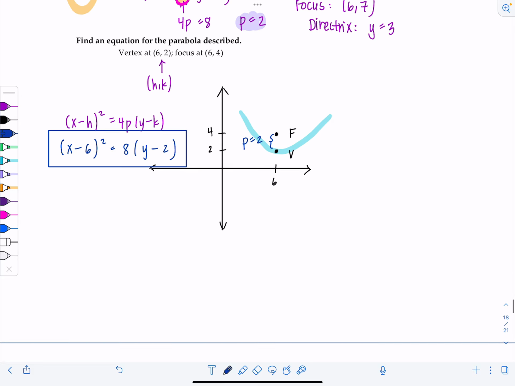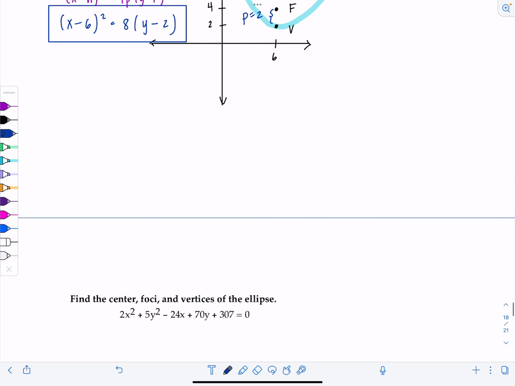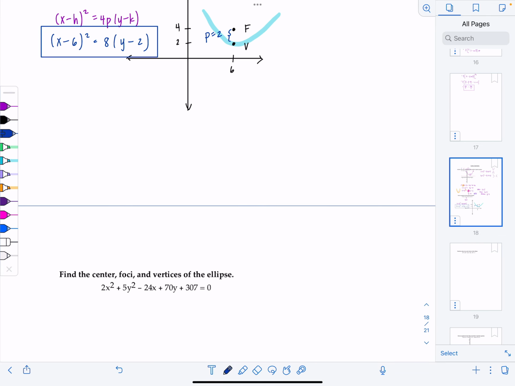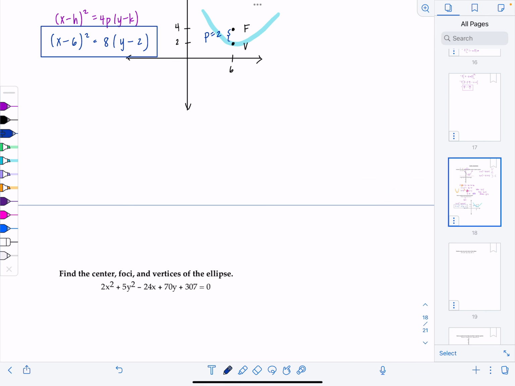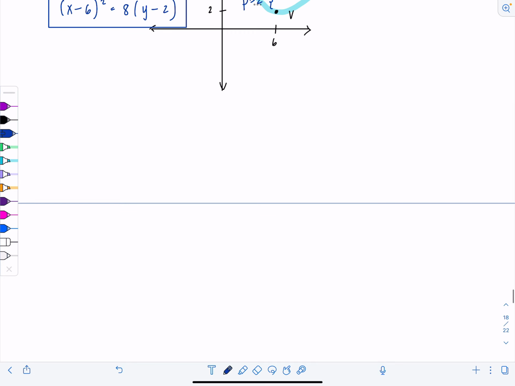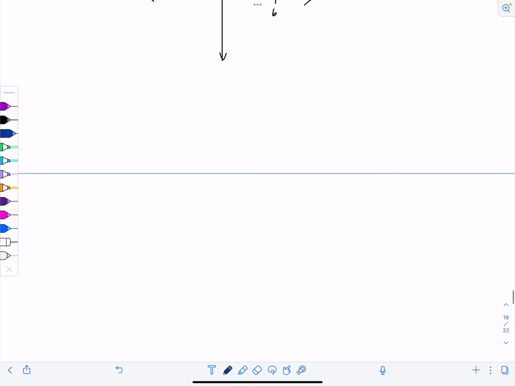Do we want to do one that opens the other way? I feel like we should. Okay, let me add a quick little example just for variety's sake, because that one was too similar to the one right before. Okay, vertex at (1, -2). Focus at (8, -2). Okay, again, they didn't say to graph, but we will.